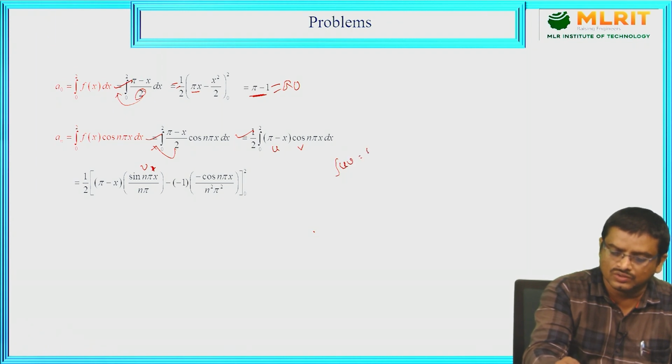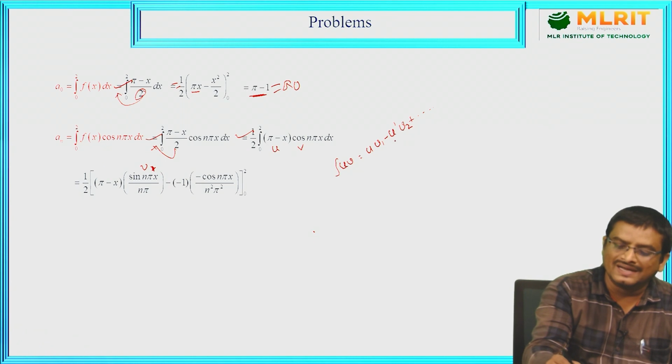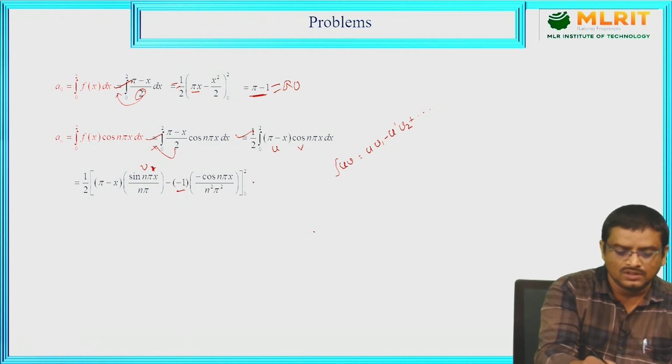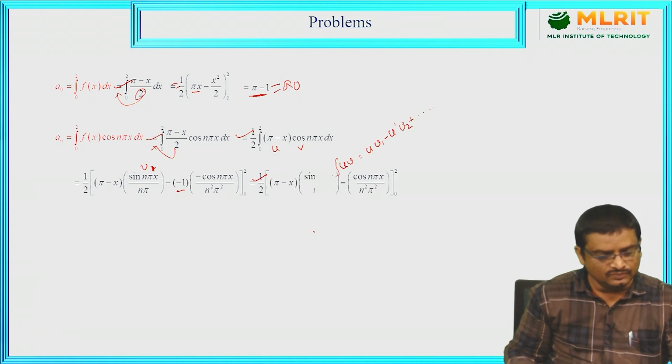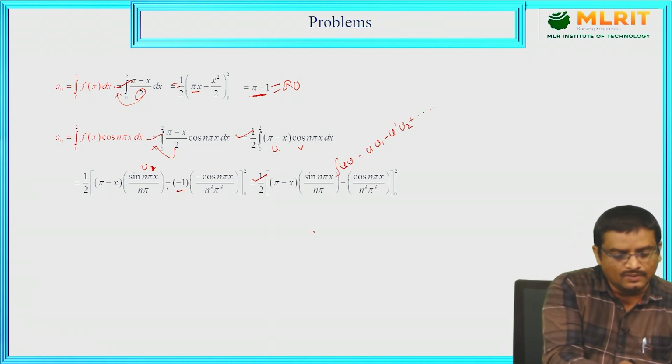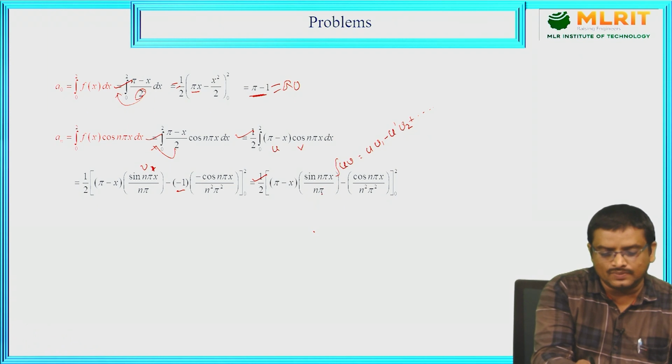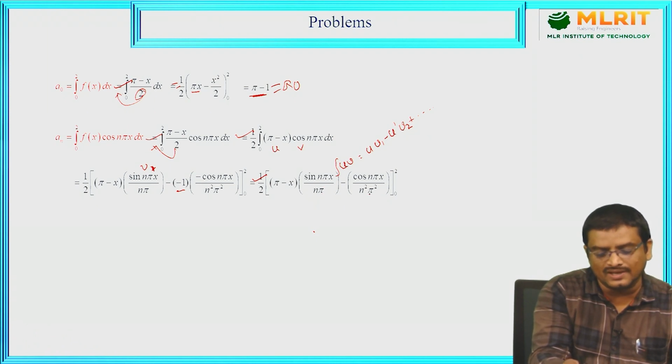So this is equal to u into v1, that is the integral of v, minus u dash into v2, that is the integral of v1, and we have to apply this formula until we get the derivative of u as a constant value. Here we got a constant value for the derivative of u, so we can stop. Now simplify this: pi minus into minus plus, plus into minus, you will get minus. So finally 1 by 2, pi minus x into sin n pi x by n pi, minus cos n pi x by n square pi square.